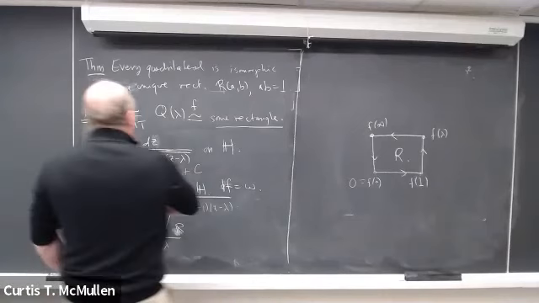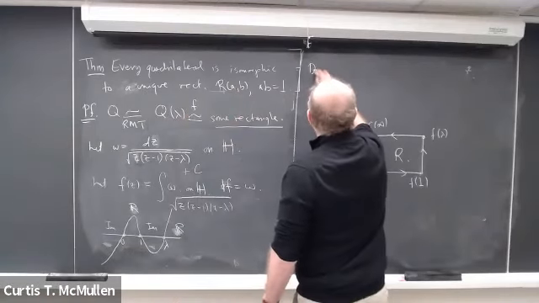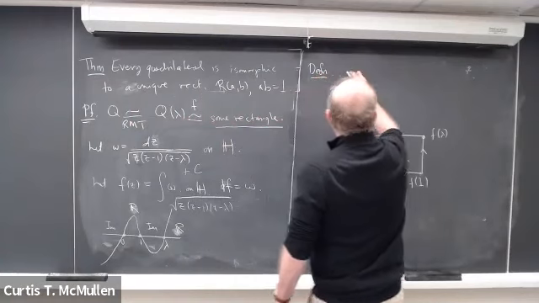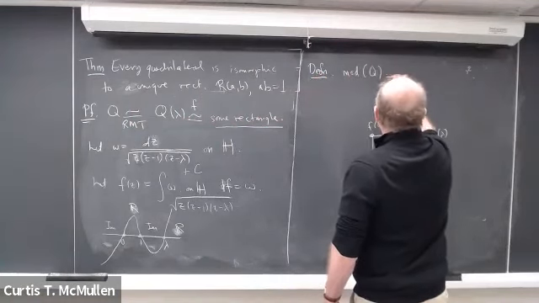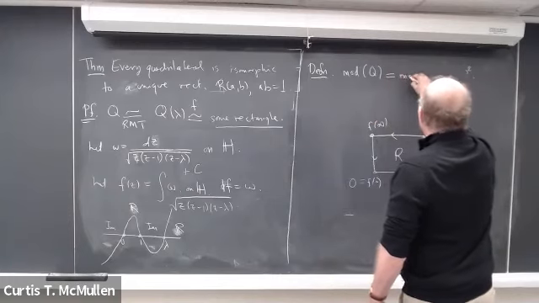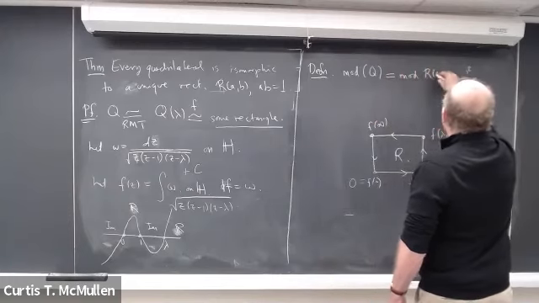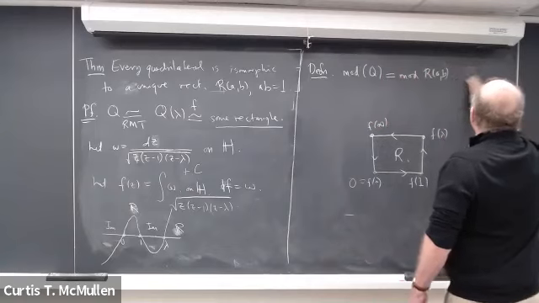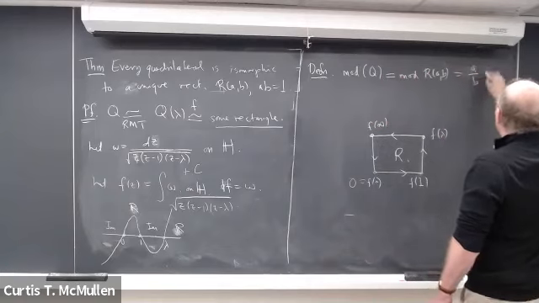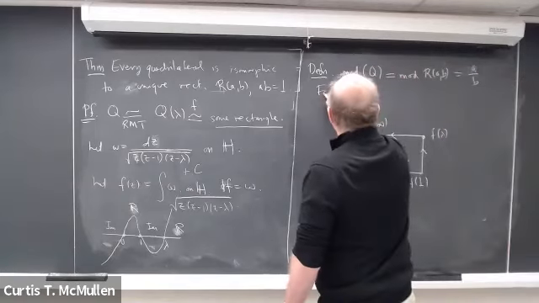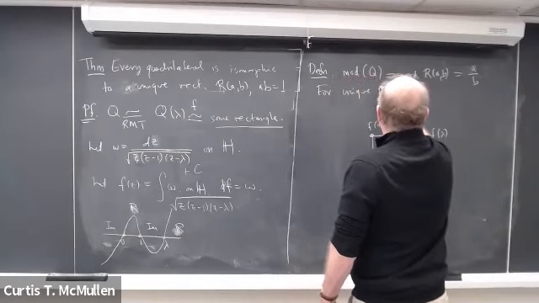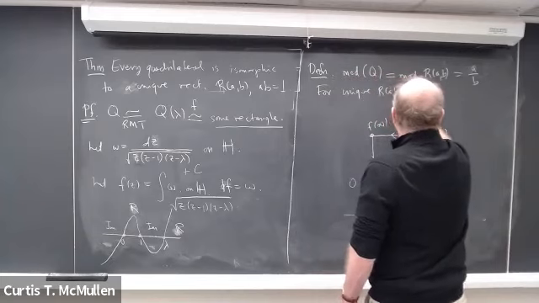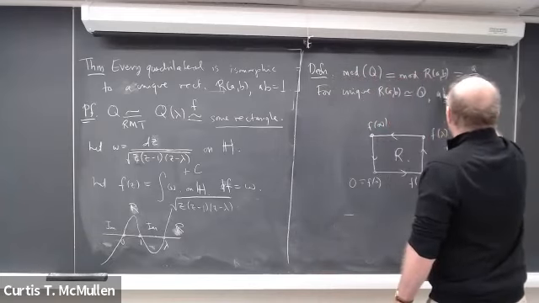Okay. So with this in mind, we now make a definition, which is that the modulus of a quadrilateral Q is equal to the modulus of R_AB, which is equal to A over B, for the unique R_AB isomorphic to Q with AB equal to 1.